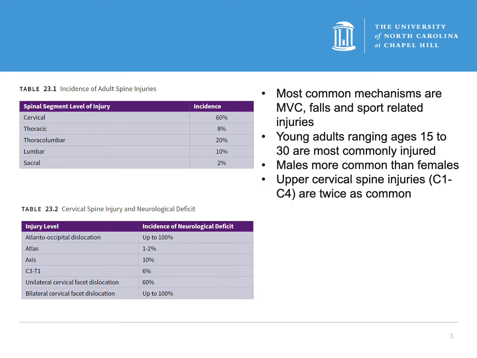Most common mechanisms for these are MVCs, falls, and sports-related injuries. Young adult males are the most commonly injured, and upper cervical spine injuries from C1 to C4 are more common than others.